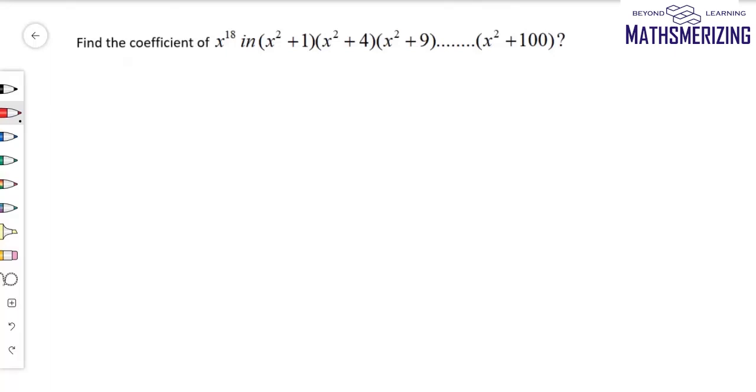Now here the question is, find the coefficient of x^18 in (x^2 + 1)(x^2 + 4)(x^2 + 9) up to (x^2 + 100).